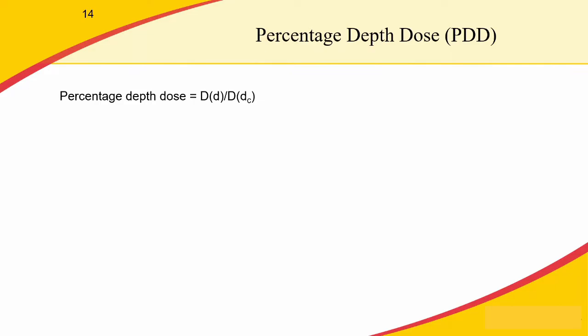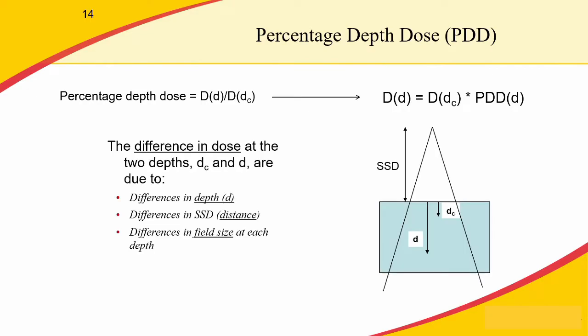So let's talk about our first output factor, percentage depth dose, or PDD. The PDD is basically the ratio of the dose at a given depth to the dose at the depth of calibration. So we can use this to calculate the dose at a given depth by multiplying the dose at the depth of calibration, which we know, times the PDD value at the depth D for the dose we want to know. So in essence, the PDD is basically the difference in the dose at the two depths.